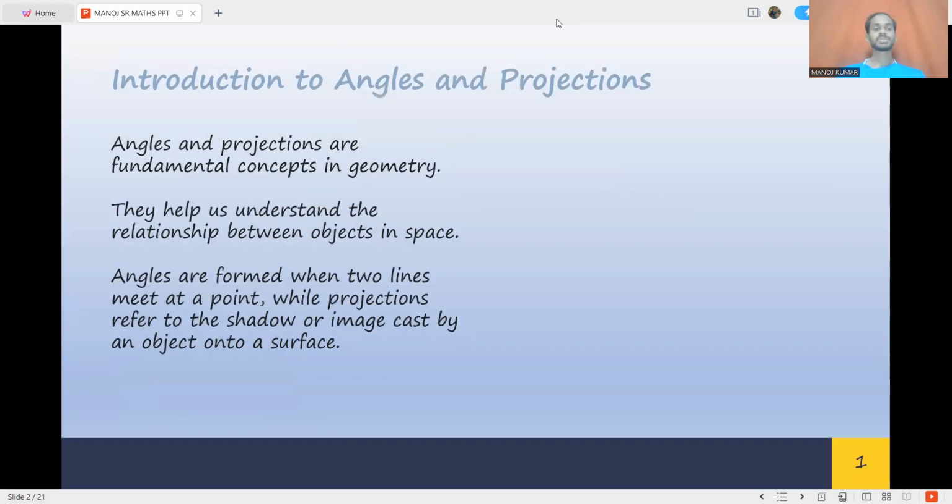Introduction to angles and projections. Angles and projections are fundamental concepts in geometry. They help us understand the relationship between objects in space. Angles are formed when two lines meet at a point, while projections refer to the shadow or image cast by an object onto a surface.